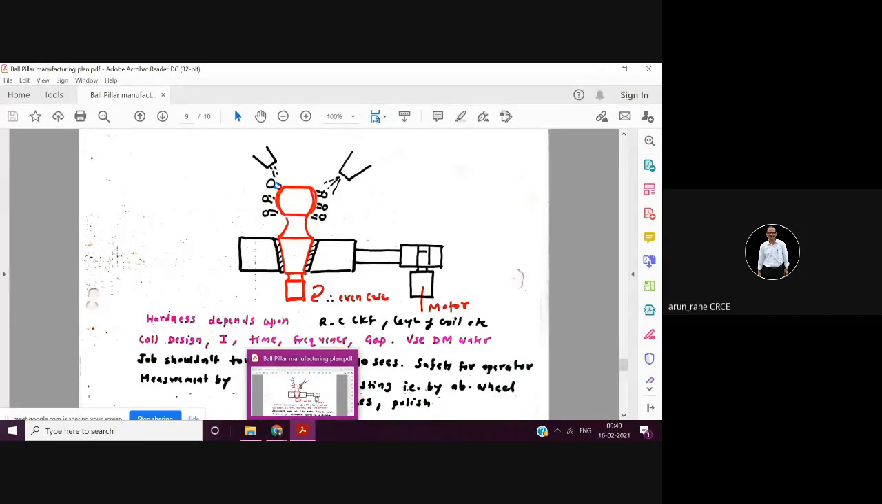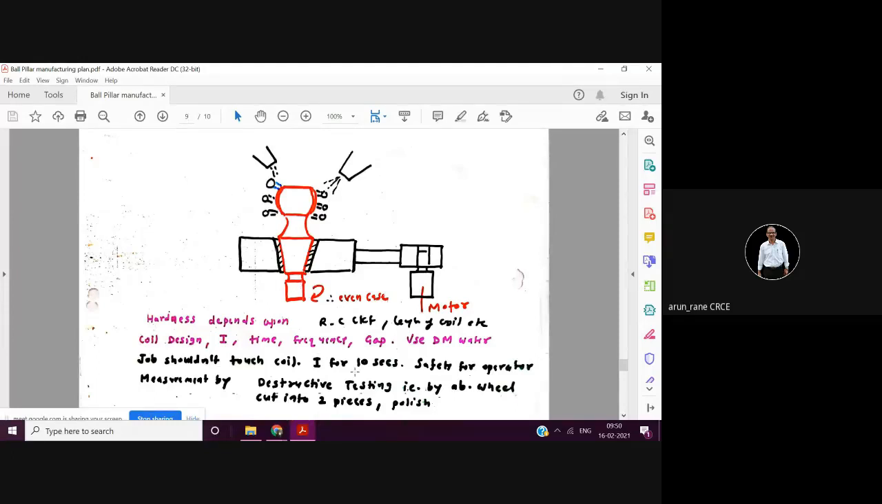If induction hardening is taking 5 minutes, then as a process engineer you will have to take a decision that in order to have a one piece flow, I must have one more induction hardening setup. So two setups. So if it is 5 minutes, the cycle time will become 2.5 minutes. So like that you have to take the decision.